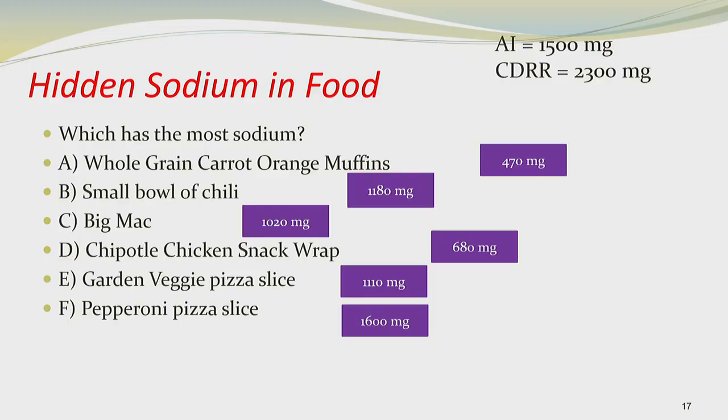Okay. And so the point we're making here is that it's not very difficult to exceed recommended intakes if just one portion is giving you 1,600. That's almost close to your 2,300 a day. Right.